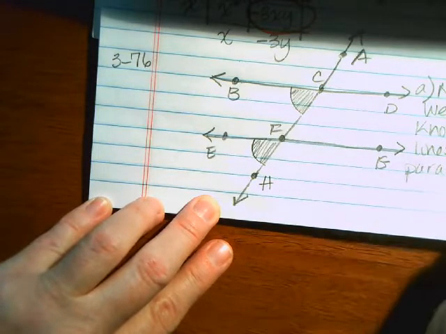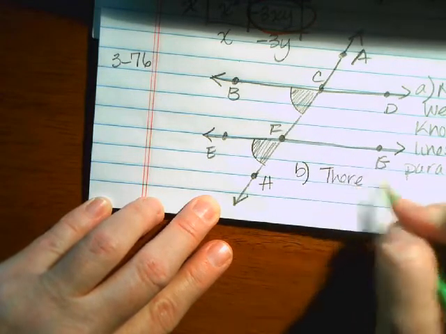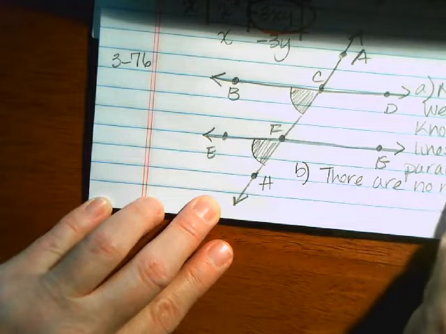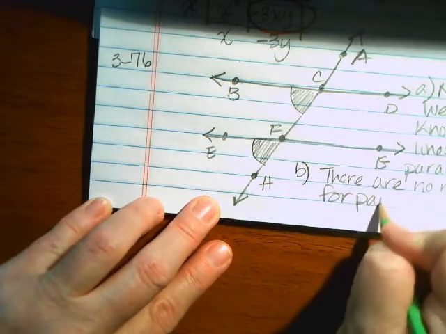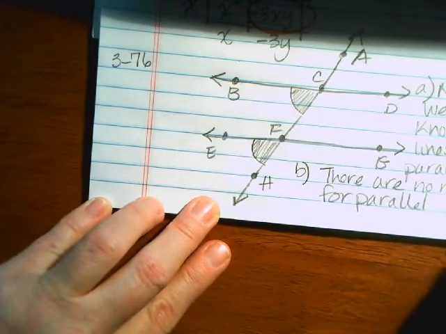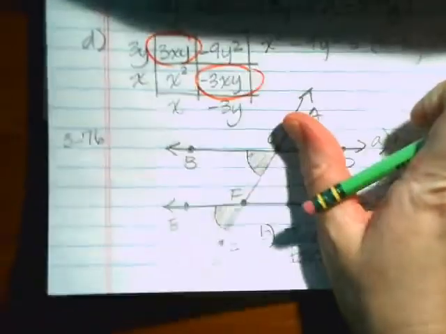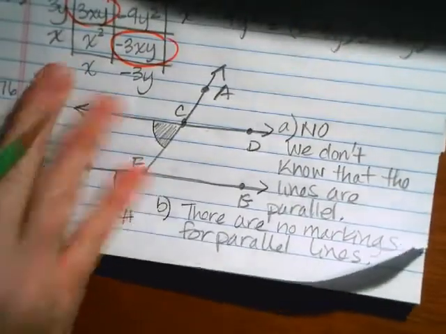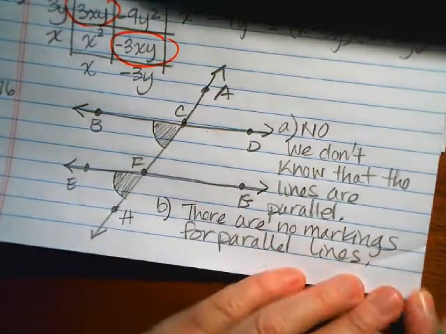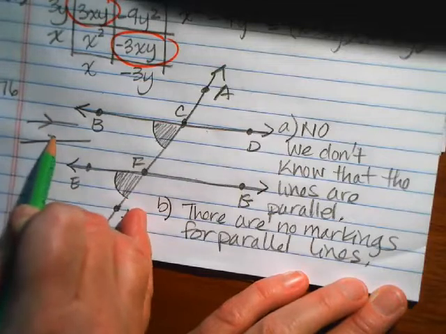And then part B, what's missing is there are no markings for parallel lines. And remember the marking for parallel lines would be, if they were parallel, you would have arrows.